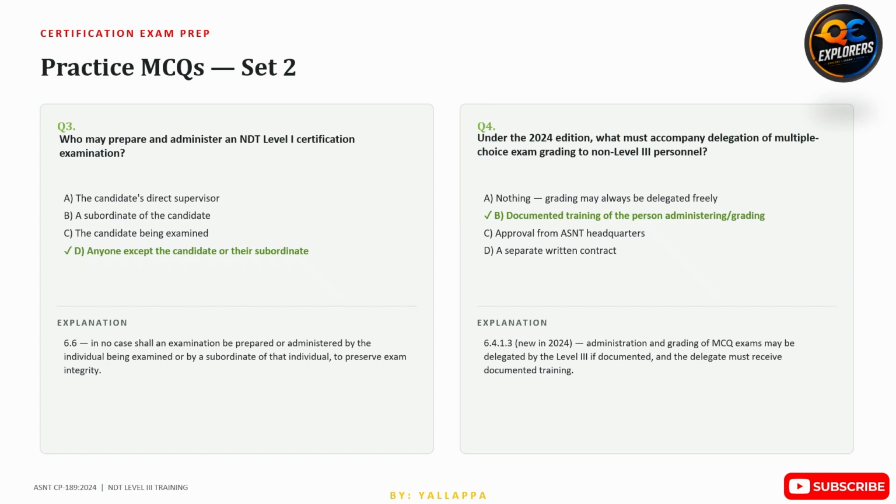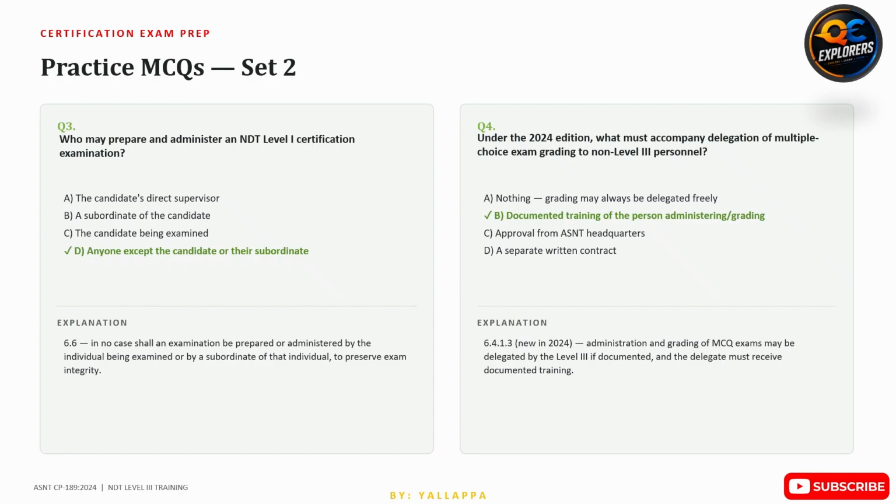Likewise, allowing a candidate to prepare or administer their own examination would completely undermine the credibility of the certification program. The purpose of Section 6.6 is to ensure that every candidate is evaluated through an independent and unbiased process. Now let's move to question 4.